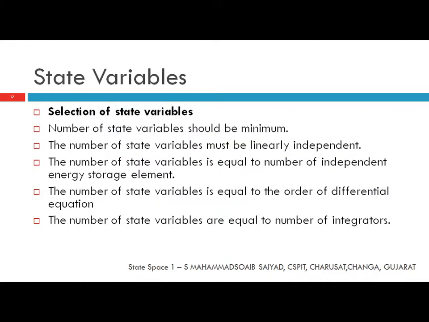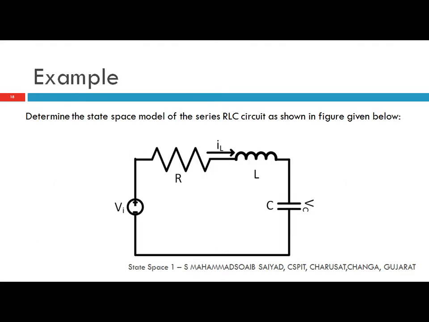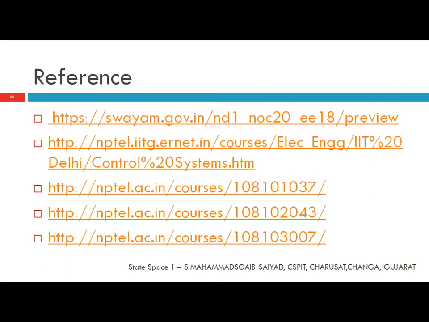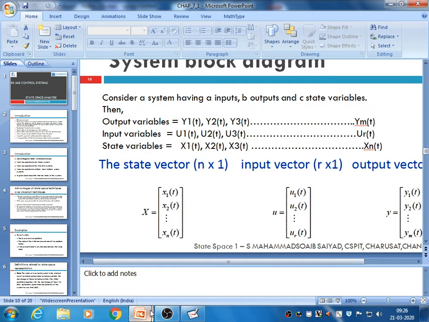These are some of the key factors that we have to remember while selecting the state variables. Generally, for an electrical circuit we will be using either L or C as a state variable. We have taken an example and made the state model. So this is the part of the first chapter, the first PPT, and lectures 1 and 2 were related to this. Now we are going to lecture number 3.